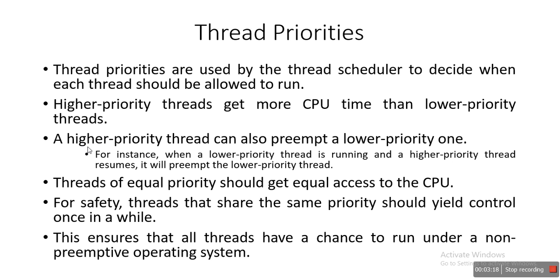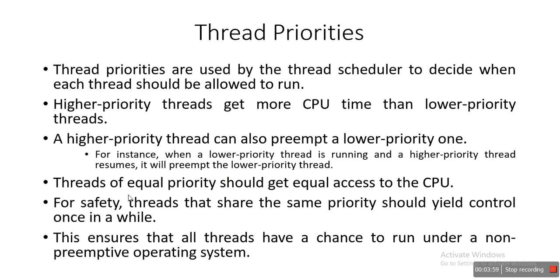So why assign a thread priority? For example, a lower priority thread is running and a higher priority thread resumes. It will preempt the lower priority thread. The lower priority thread was already allocated the CPU, and then the higher priority thread resumes, so it will preempt the lower priority thread. The lower priority thread either ends its execution or is pushed into the waiting state.